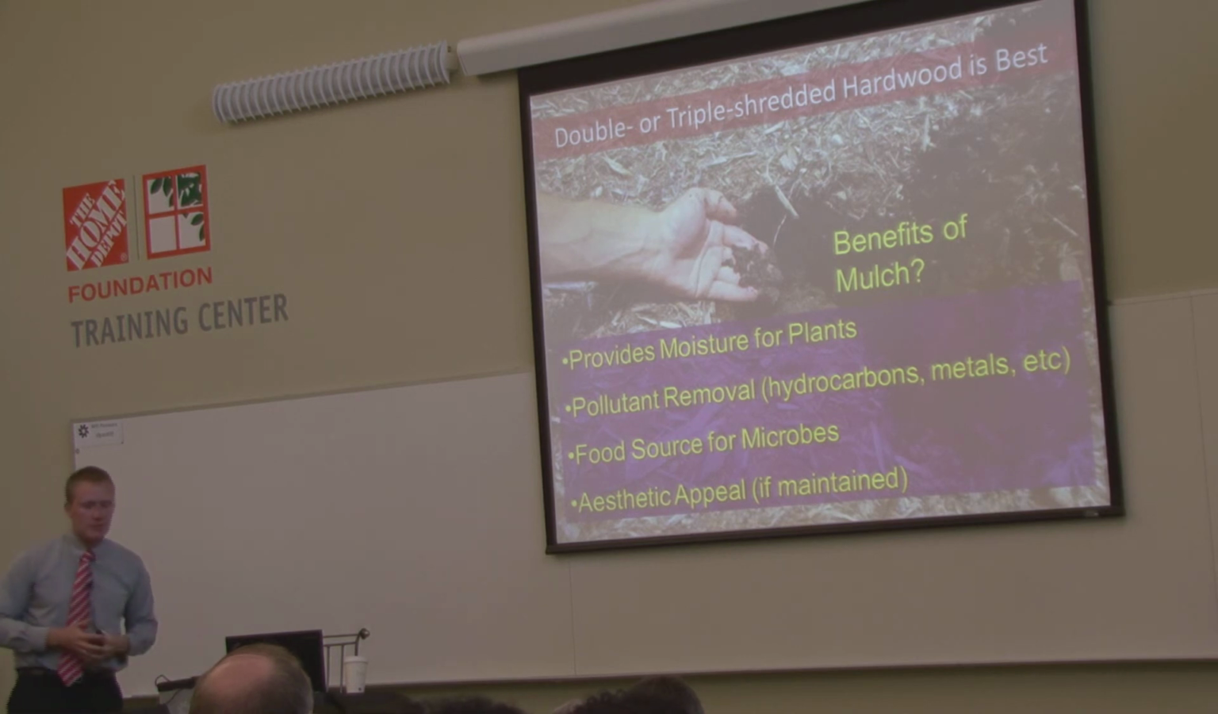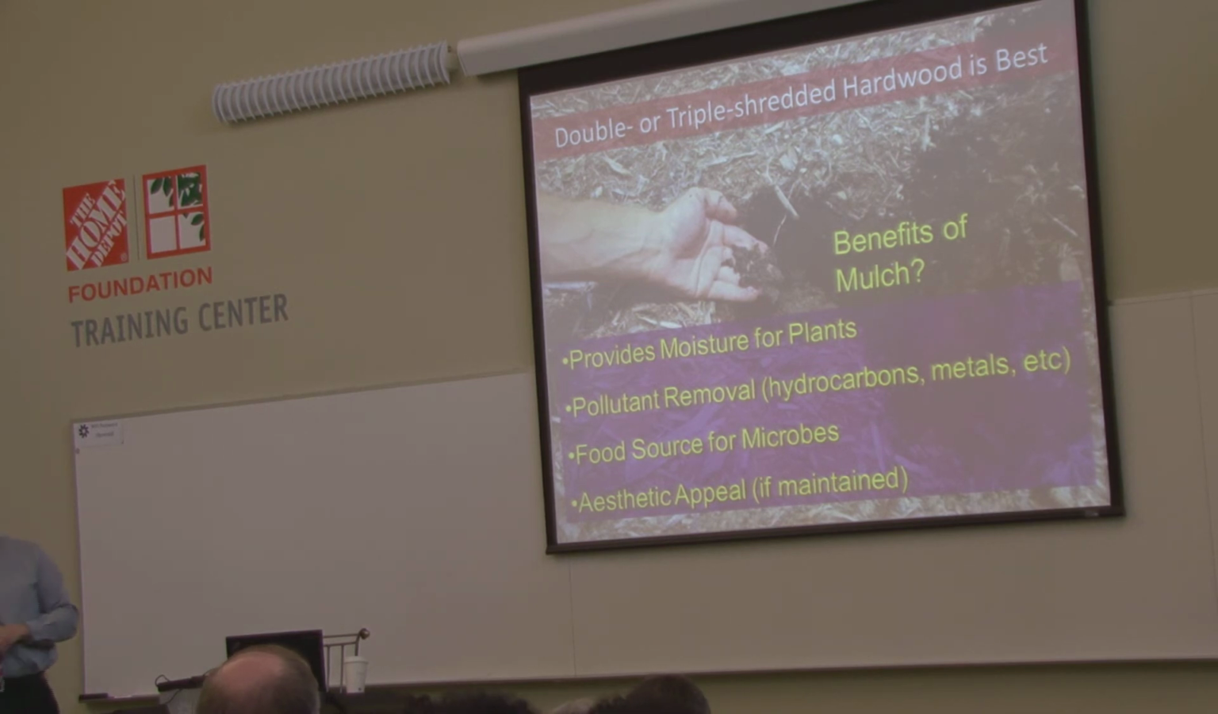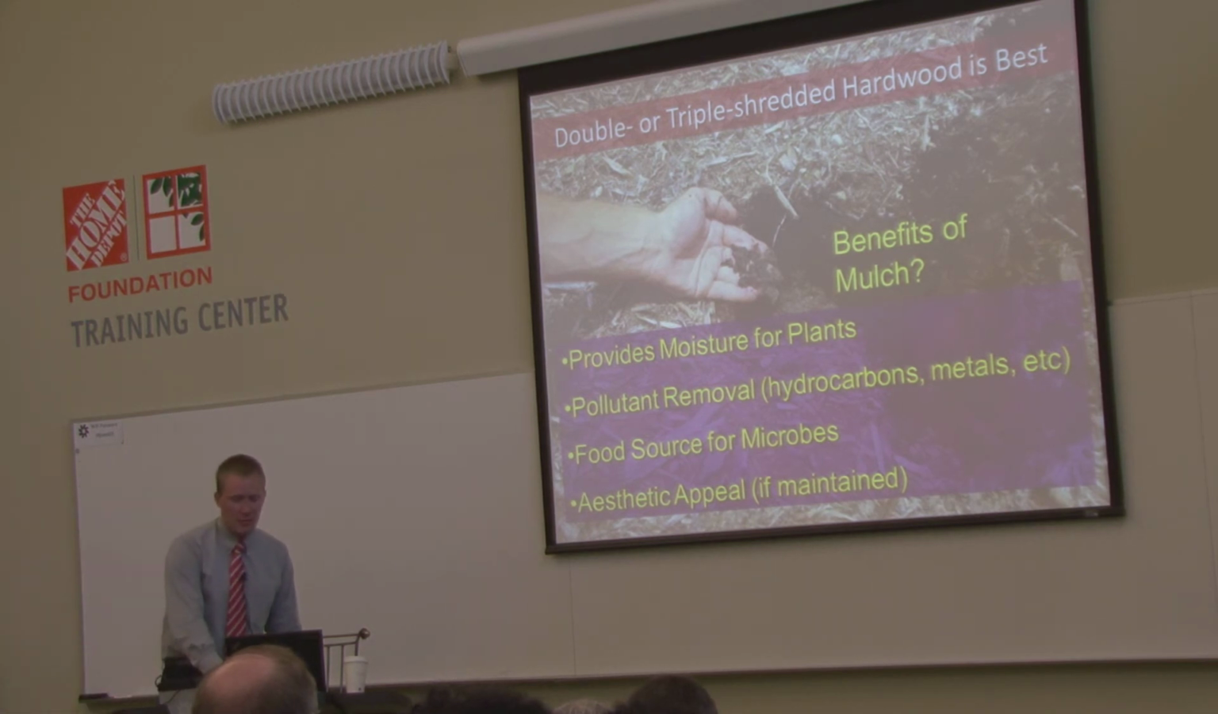We do recommend double or triple shredded hardwood mulch. That's because that tends to lock together and hold in place the best of any mulch. If you use pine bark chips, they tend to float, they don't interlock, and so you get a lot of mulch loss down your overflow structure the first time it rains real hard.